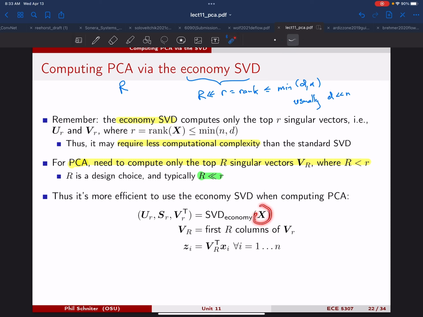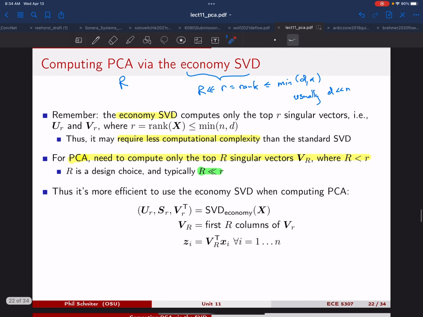So if we take our X matrix and apply the economy SVD, it will return for us this triple of U_r, S_r, V_r transpose. And we know that V_r contains more columns than we need. We actually need less. So we can just take the first capital R columns, this V_R, and that will give us the quantity we need for PCA. That's our dictionary, and this is how we can compute all our code vectors. So that's a really nice way to compute PCA just from this X matrix alone.